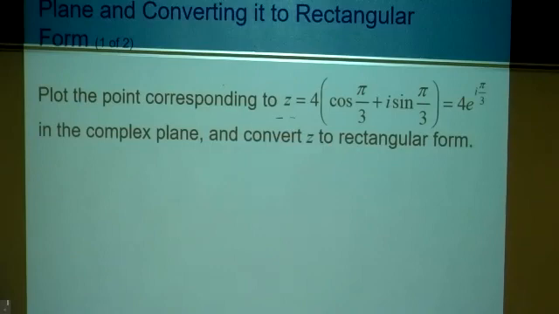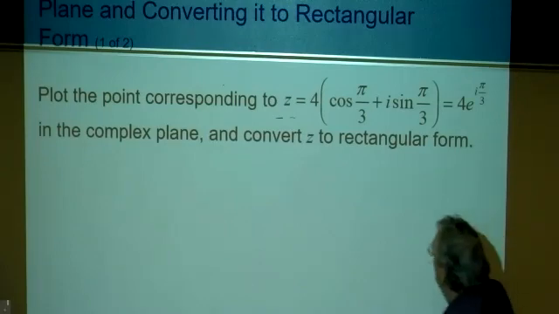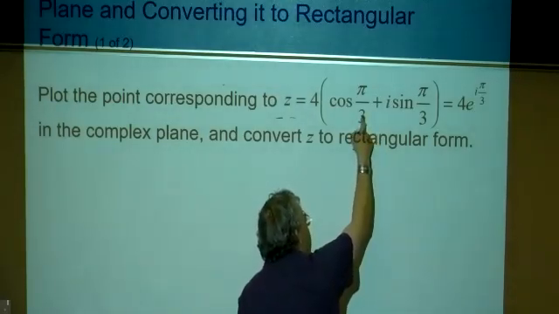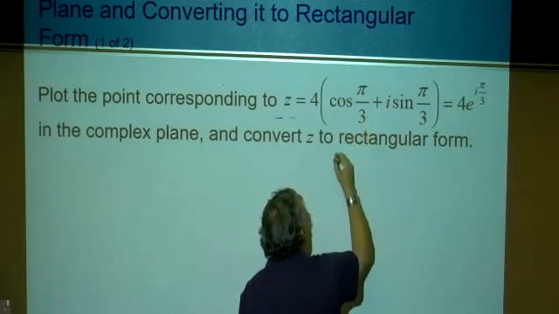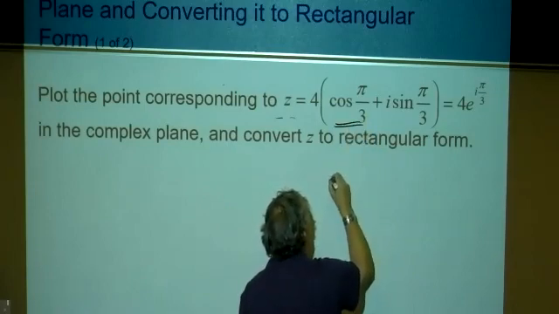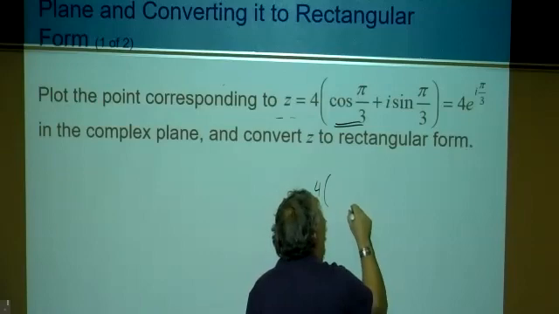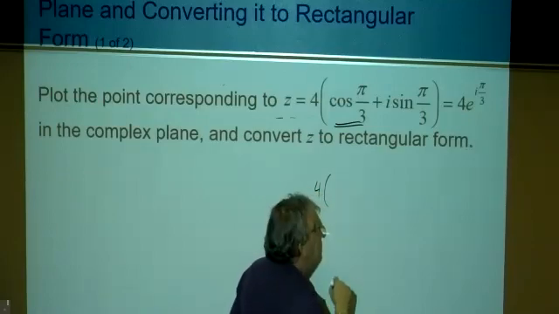All right, so plot the point corresponding to Z and convert Z to rectangular form. Well, I would convert Z to rectangular form first and then plot it. Okay, and I would go from this. What's the cosine of pi over 3? What does this equal off of the unit circle? 1/2.